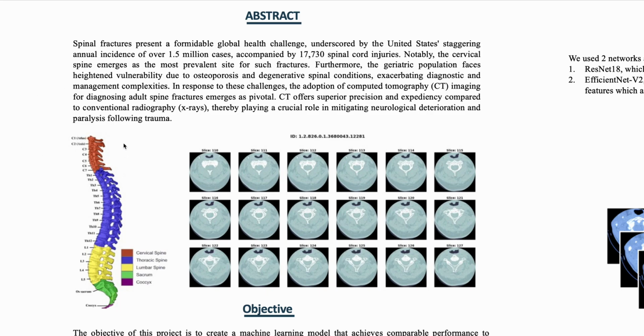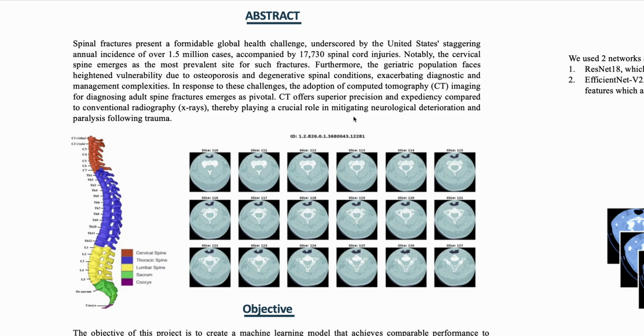So, this top part that you see, which is brown in color in the spine picture on the left side, that's what the cervical part is. From C1 to C7, this area is the cervical part of the spine. We focus on this part and we try to use the images that we were given by RSNA for the purpose of detecting spinal fractures there.